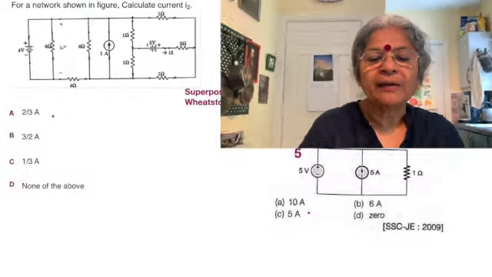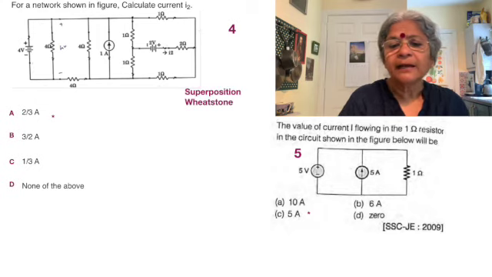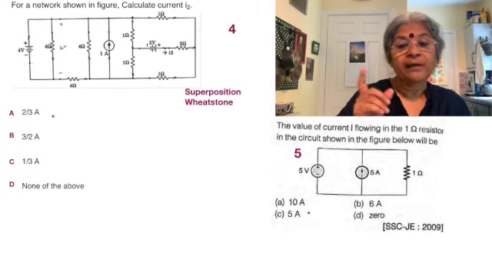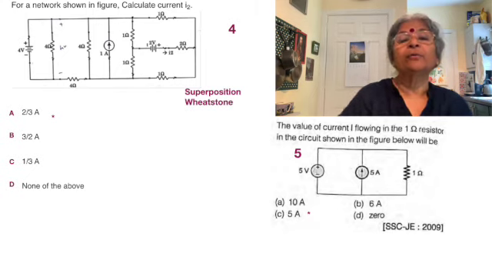In problem 5, again borrowed from the IES examination, we see a 5 volt source, a 5 ampere source, and a 1 ohm resistor, which is always going to be destined to carry 5 amps, not because the 5 amp source is there, but because 5 volt is the voltage across the 1 ohm resistor.